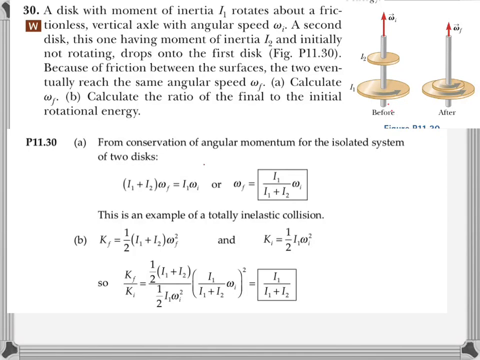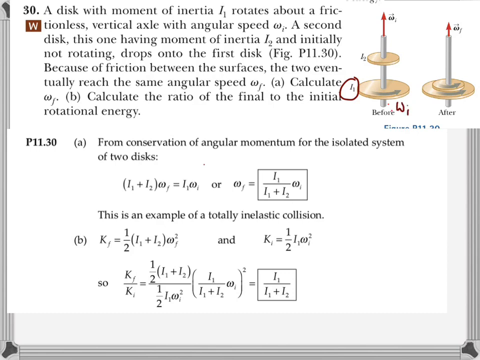Let's look at how to solve this problem. It's a homework problem which was there in WebAssign. The question says that a disk with moment of inertia I1 rotates on a frictionless vertical axis with speed omega I. So you have I1, which is rotating initially with omega I.